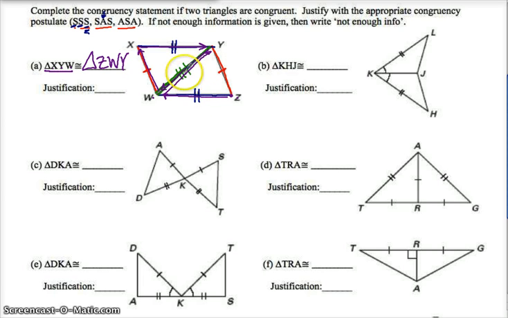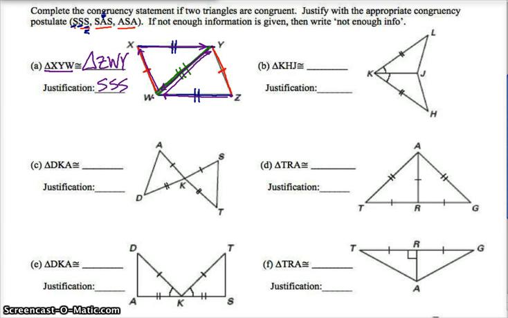I have side, side, side. So why are these two triangles congruent to each other? The justification is side, side, side. If three sides of one triangle are congruent to three sides of a different triangle, then those two triangles must be congruent to each other. That's what side, side, side says.